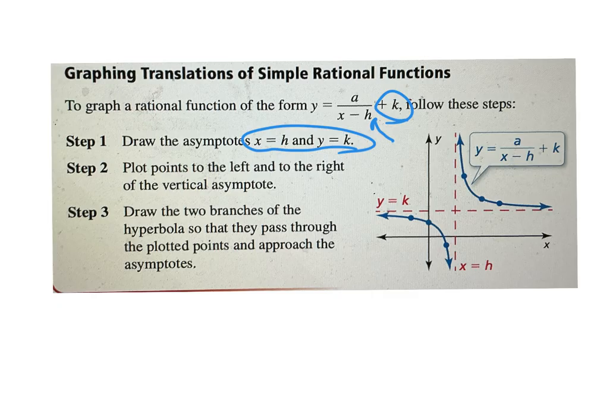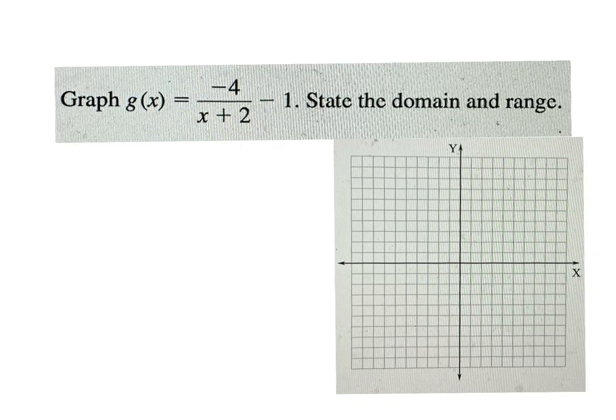Okay, so anyway, it says do this. Draw the asymptotes first. Plot points on the left side and right side of the vertical. You've got to have part of your graph on each side of that line right there, and then draw the hyperbola that passes through those points. Okay, let's try one like they want us to do it. First of all, the vertical asymptote, whatever makes the denominator 0, which is -2. So I'm going to draw the vertical asymptote right through -2. The horizontal asymptote is the number that's out here, which is -1. So I'm going to draw a big bold line through -1.